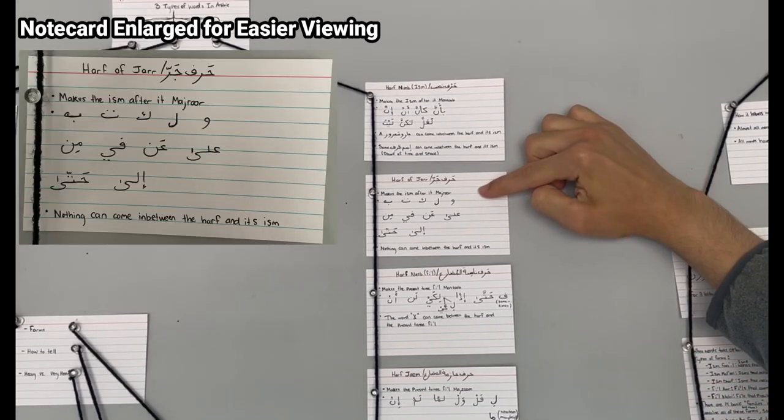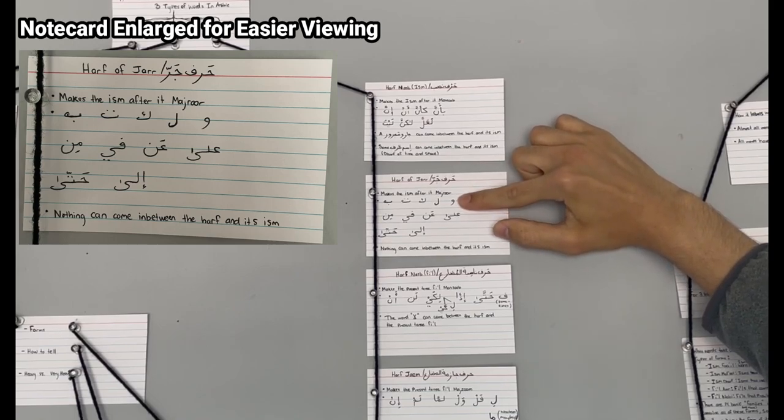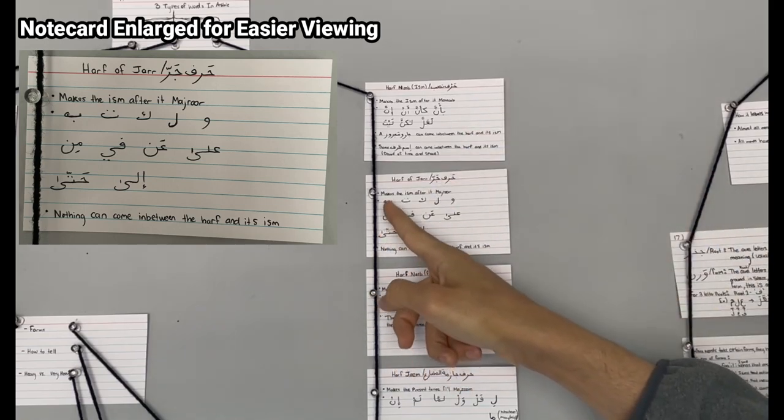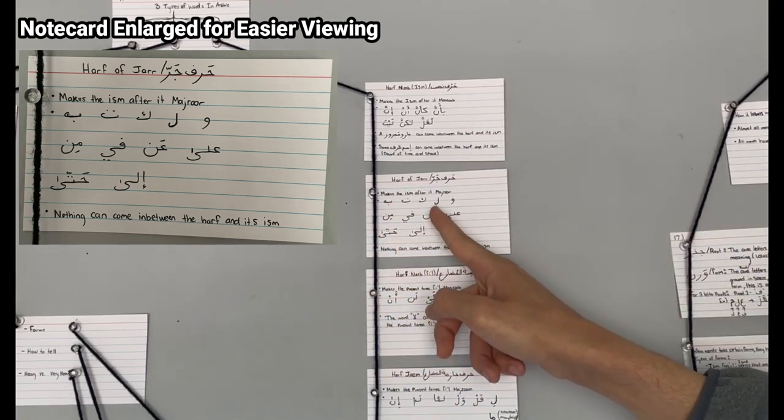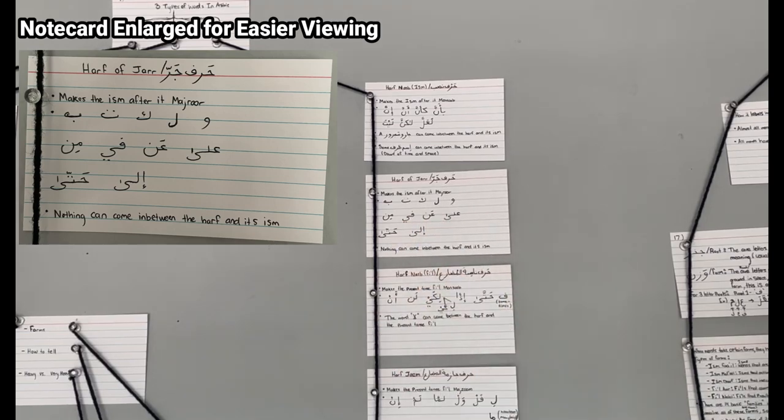Similarly, you have the harf of jar. It's the same thing, but it makes the ism after it majroor. Majroor means in the jar status. What are these? It's ba, ta, kaf, lam, waw, min, fi, an, ala, hatta, ila. Remember these, memorize them. That's all you have to do.